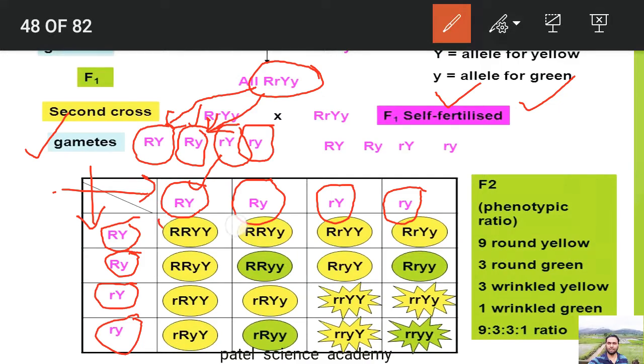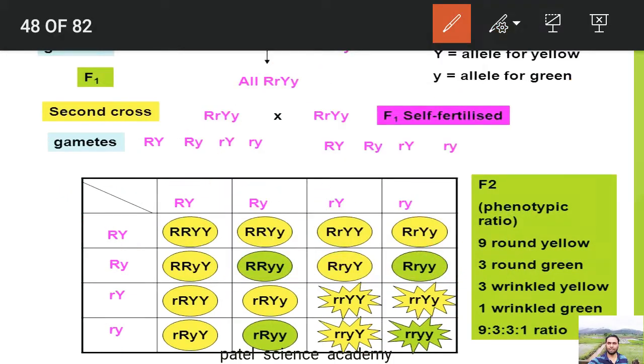This is box number 1, this is 2, this is 3, this is 4, 5, 6, 7, 8, 9, 10, 11, 12, 13, 14, 15 and 16. So likewise we'll get 16 results. How are these 16 results produced? So let's see one by one. When this capital RY of the male crosses with this capital RY of the other parent, they will produce this result. What is that result? Capital RR, capital YY.